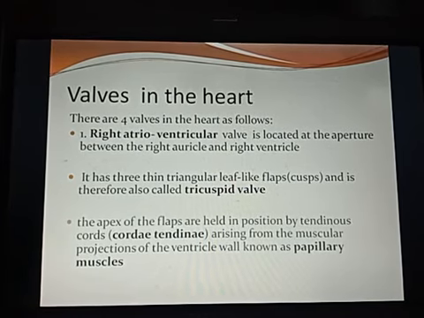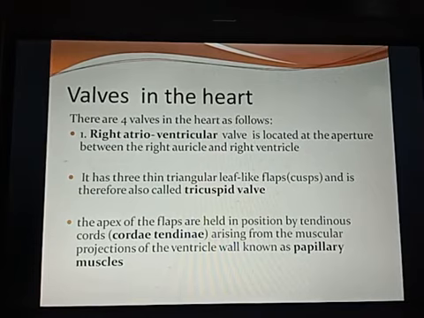The apex of these flaps, the portion which is free in the lumen, is held in position by thread-like tendinous cords, which are called chordae tendineae. They arise from the muscular projections of the ventricular wall.